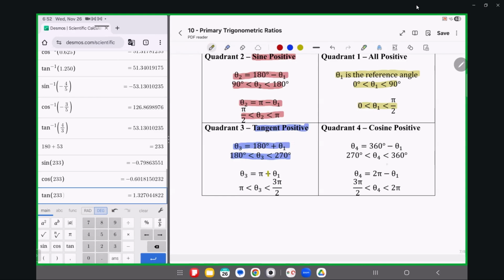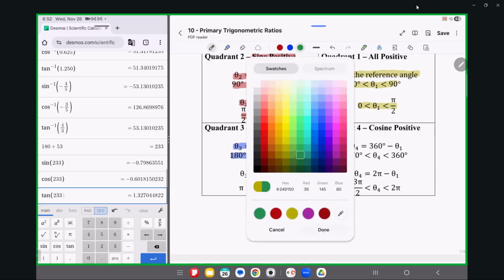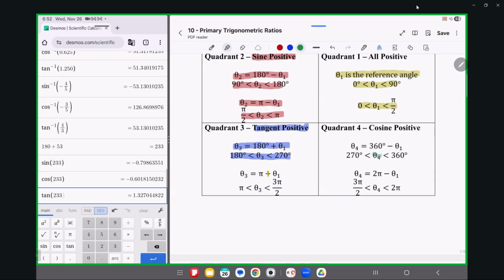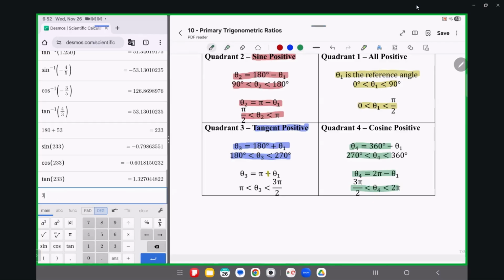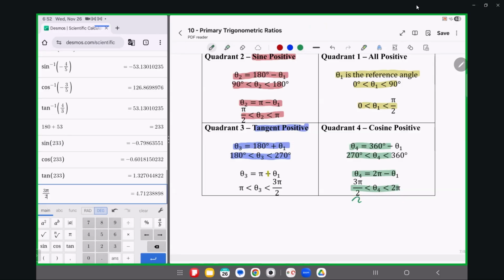And lastly, in quadrant 4, theta 4 is equal to 360 minus theta 1, so it has to be between 270 and 360. Theta 4 in radians will be equal to 2 pi minus theta 1, or between 3 pi over 2 and 2 pi. It's worth noting that 3 pi divided by 2 is 4.71, 2 pi is 6.28, pi is 3.14, and pi over 2 is 1.57.